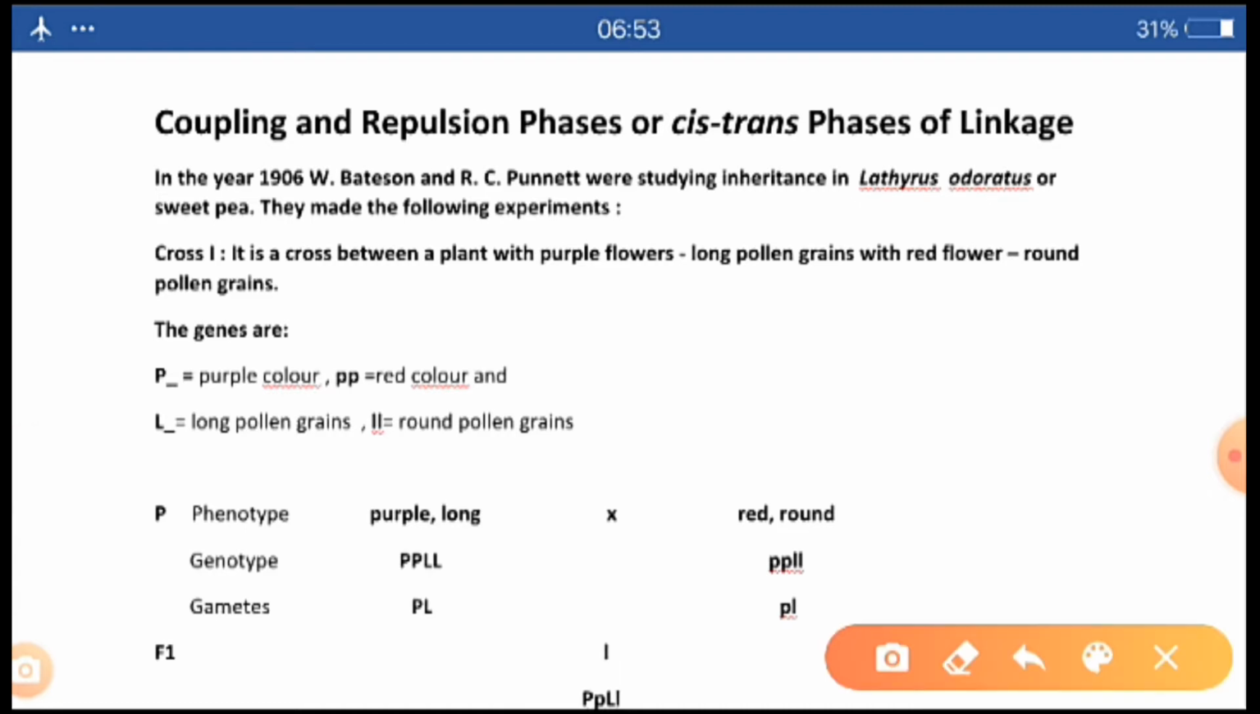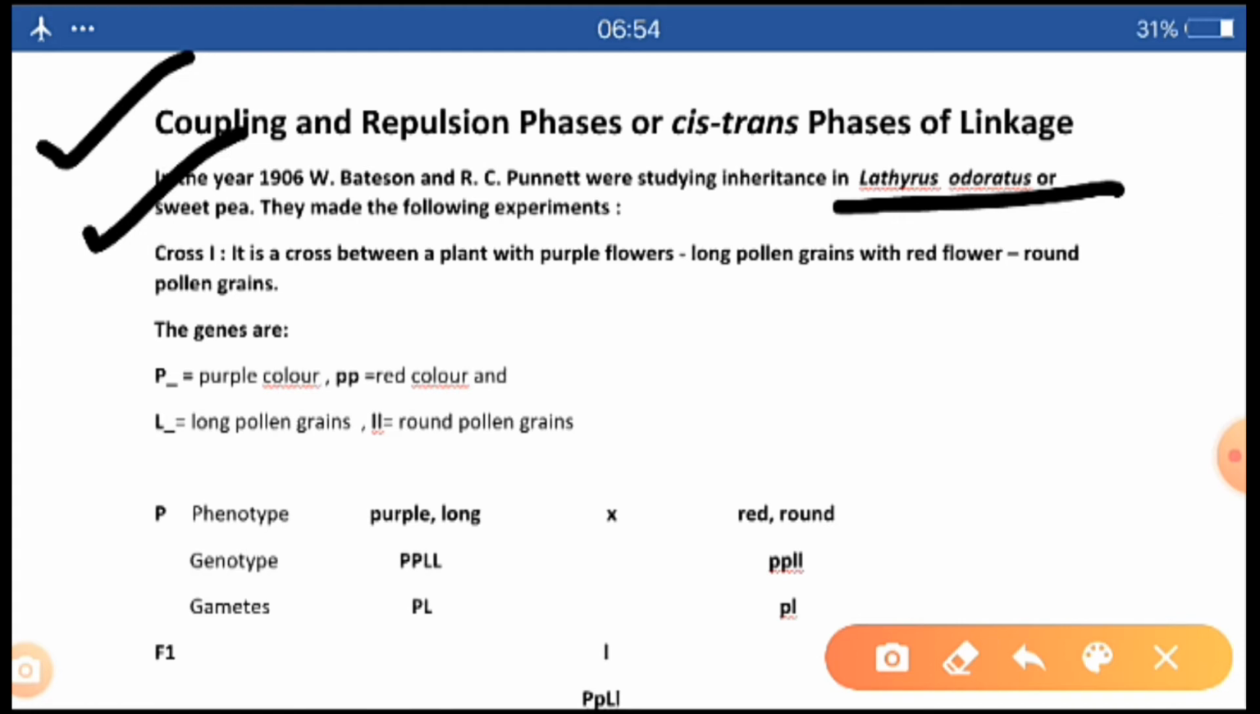Today's topic is coupling and repulsion phases, or cis-trans phases of linkage. Actually, these phases were first described by Bateson and Punnett in the year 1906, and they performed several crosses in Lathyrus odoratus, that is sweet pea.